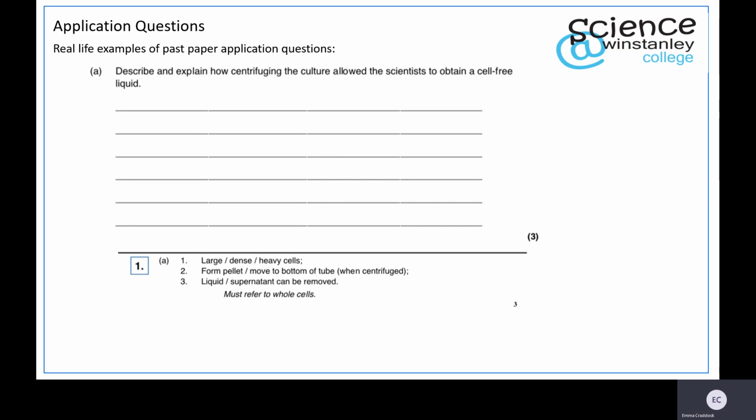Okay, so the answer is, first of all, that the cells are large, dense, and heavy. That's explaining why this works. So you need to say for the first point, large, dense, heavy cells. The second point is saying when you centrifuge it, they move to the bottom of the tube, so that forms a pellet. And the third point is then saying that the liquid on top, the supernatant, can then be removed. But you must refer to whole cells. I'm going to show you the examiner's report now so you can see where students go wrong.